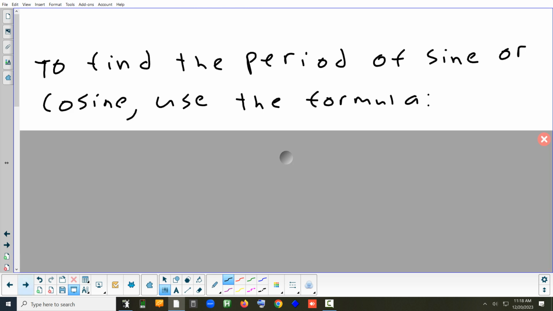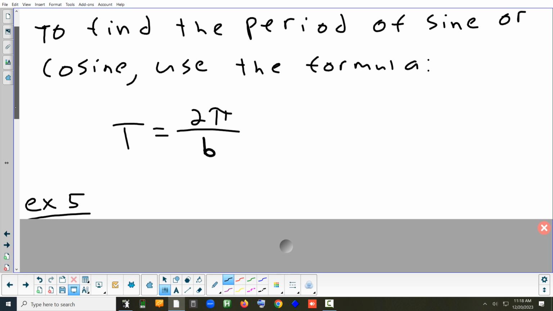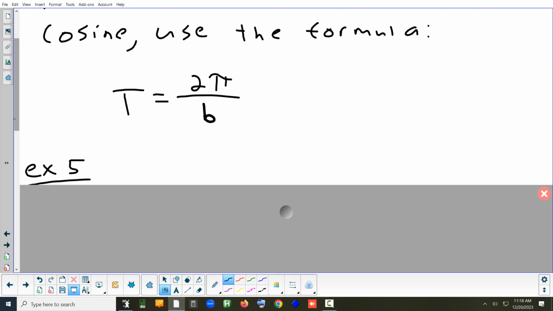And in general, the formula to find the period is 2 pi divided by b. You take 2 pi and you divide by the number that's in front of x. That's why when we did sine 2x, the period came out to pi. And so that's the formula to calculate the period of a graph. No picture needed to do that, just a formula.